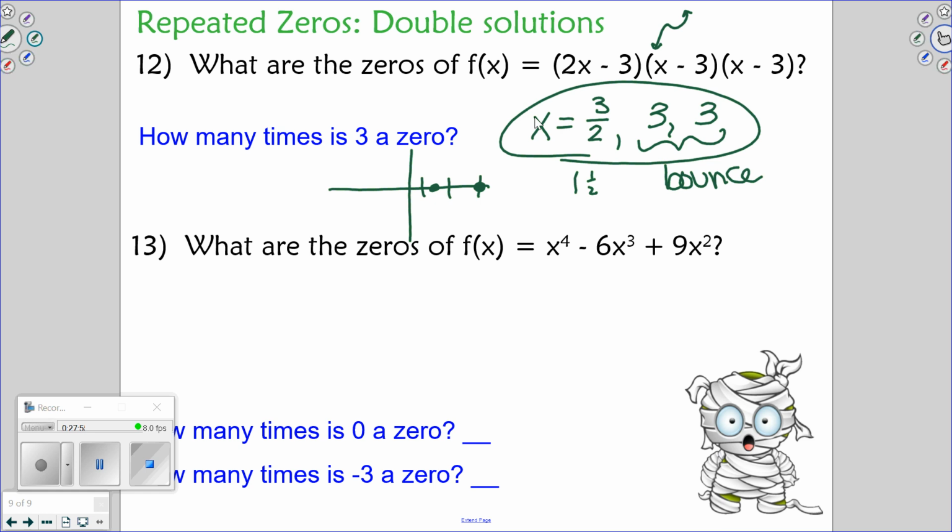Okay, so think about squiggly up. It starts down. Which one does it bounce off of? 3. So it's going to start down, come up, come down, and bounce off of 3 and just come back up. How many times is 3 a 0, or how many times is 3 an answer? Twice. Yeah, 2 times, which we've already talked about. So that tells you it will bounce.